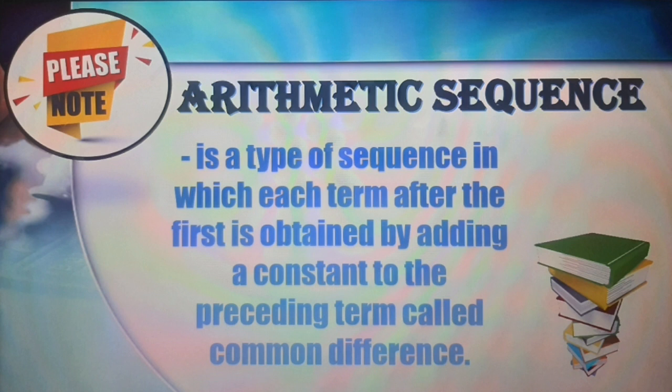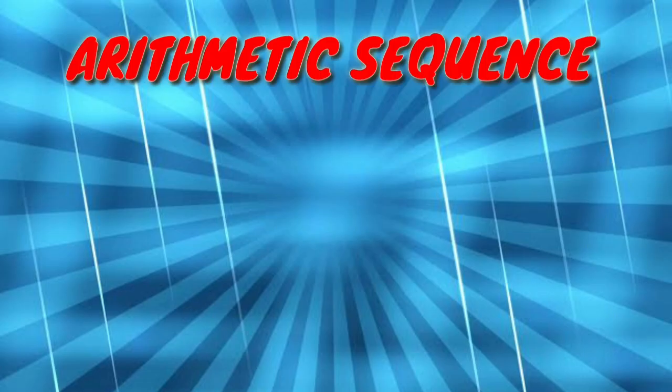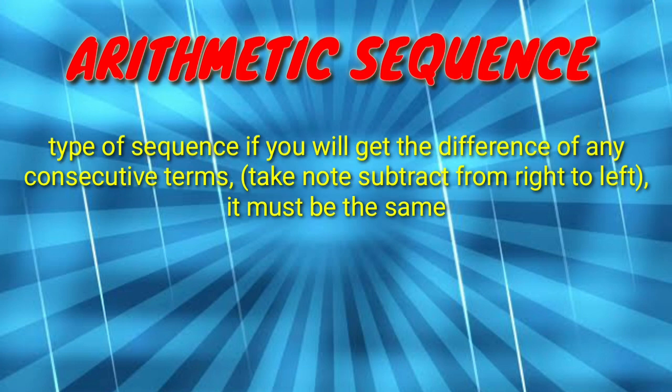We do have a long definition here, and I want you to take note of the words: constant, preceding term, and common difference. When we say arithmetic sequence, it is a type of sequence in which you get the difference between two consecutive terms, meaning terms that follow one another. Take note that when you subtract to get the difference, you start from right to left.